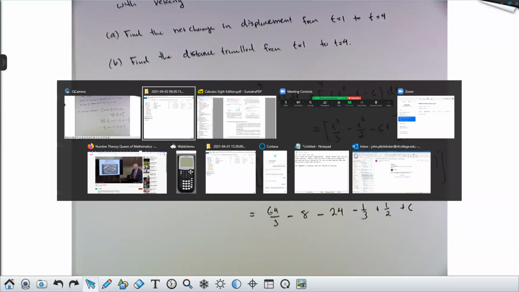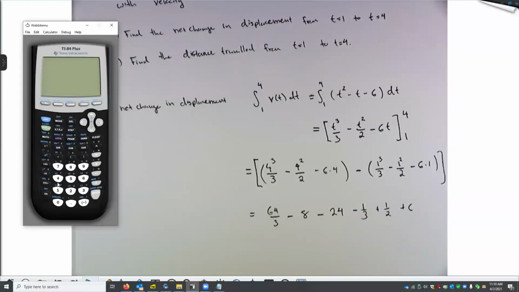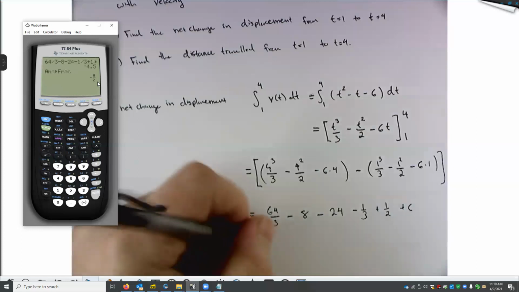And I'm not shy about using a calculator to do arithmetic here. There's no reason to beat ourselves to death and waste lecture time. So we've got 64 thirds minus 8 minus 24 minus 1/3 plus 1/2 plus 6. And we get negative 4.5, or as a fraction, it would be negative 9/2.